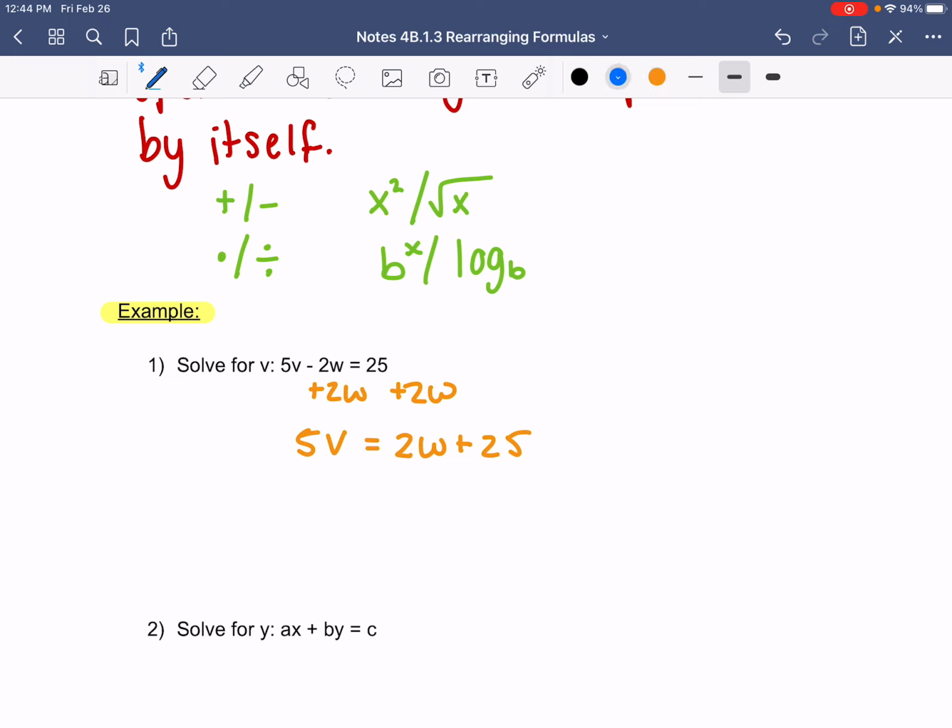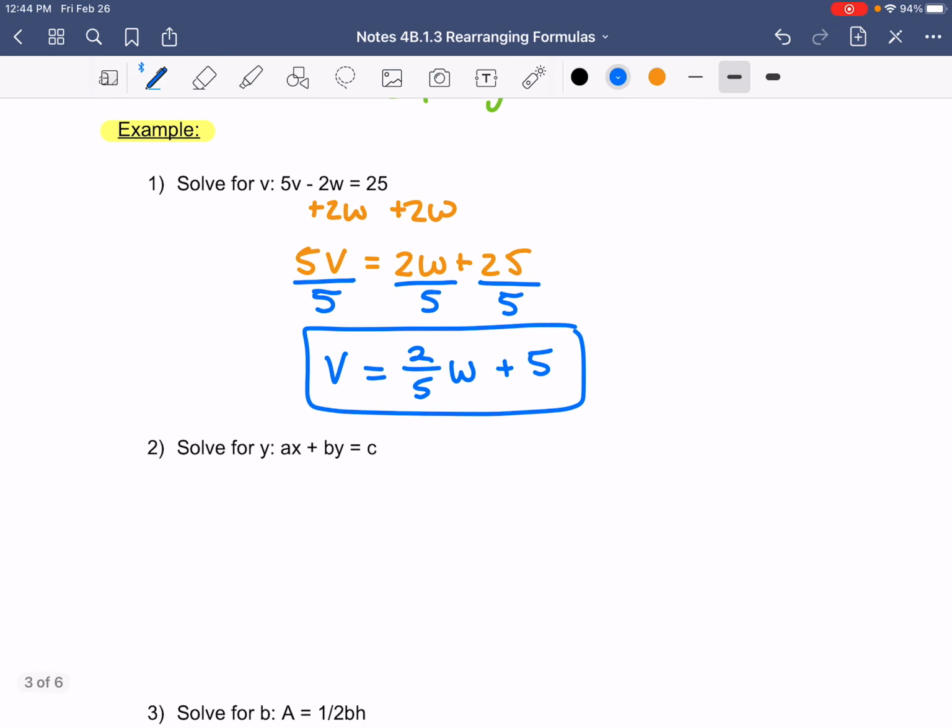Then I'm going to go ahead and divide both sides by 5. I kind of look at my 2 pieces and decide if I'm going to do one big fraction or 2 smaller fractions based off can one of these 2 things be evenly divided by 5. Since 25 can be evenly divided by 5, I'm going to separate them. So I get v equals 2/5 w plus 5.